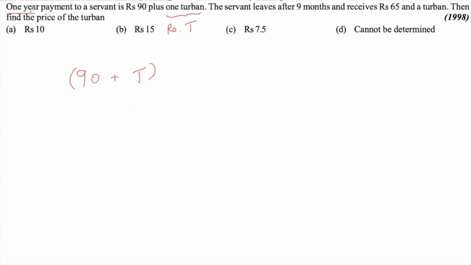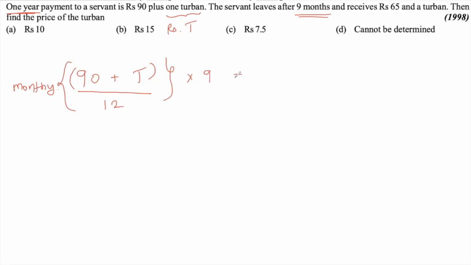And 1 year corresponds to 12 months. From here, I can find out his monthly payment. His monthly payment would be (90 plus T) divided by 12. Like this, the servant leaves after 9 months. So the amount he's supposed to get is this (90 plus T) upon 12 multiplied by 9.